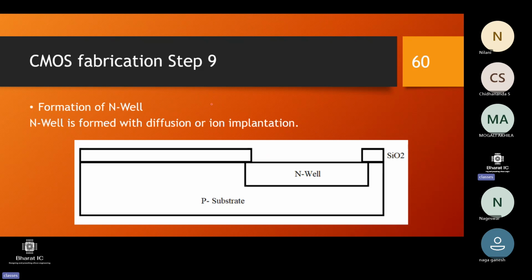Now, the N-well is formed using diffusion or ion implantation. With ion implantation or diffusion, what is diffusion? I will tell you, and ion implantation also. So the N-well is formed using the process called diffusion or ion implantation.